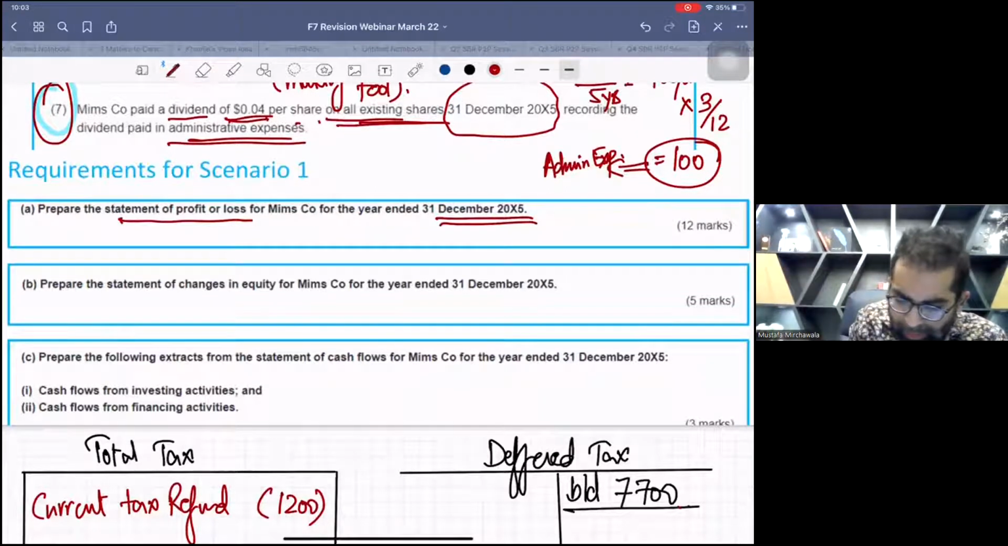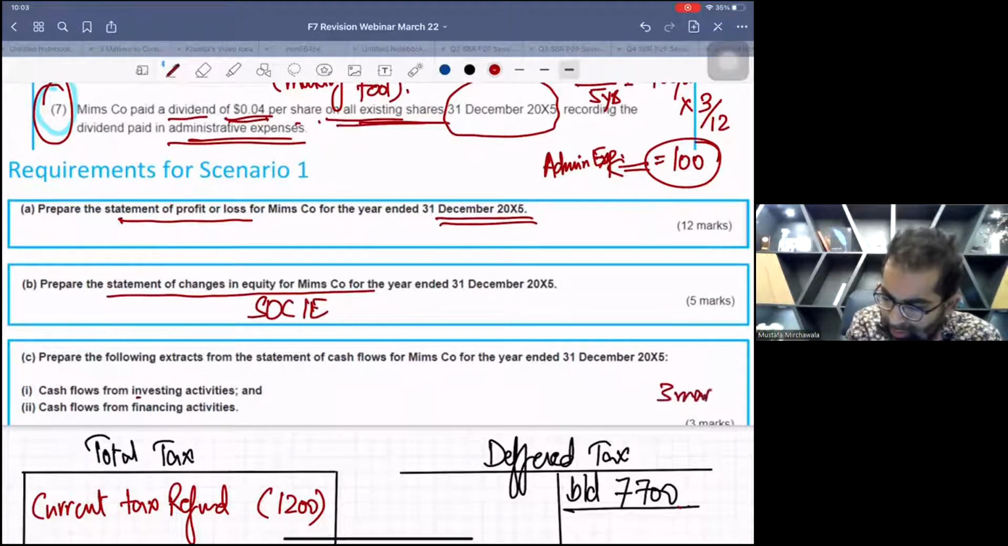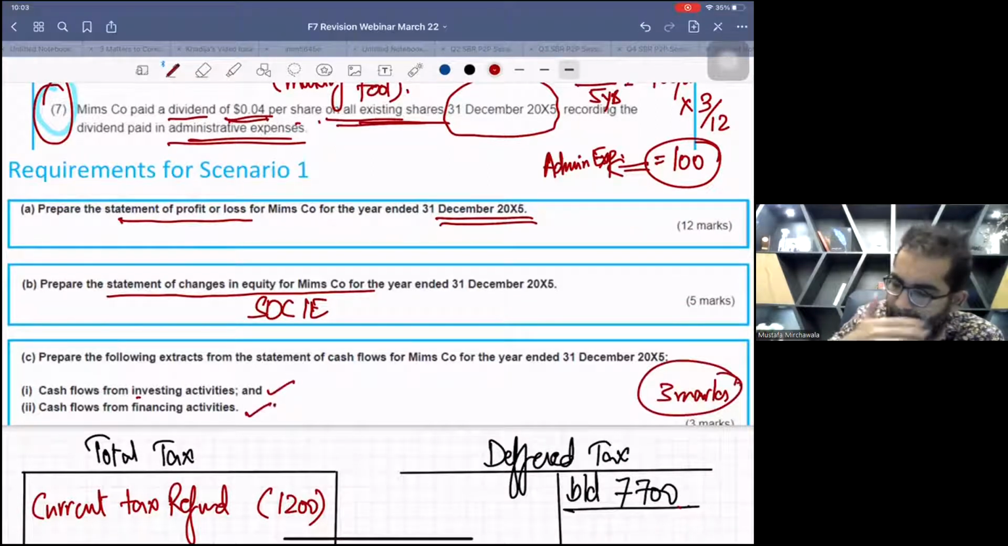Number two, they want a statement of changes in equity, SOSHI. And finally, they want investing, 3 marks. They want cash flow from investing activities and cash flow from financing activities. These are the three requirements.